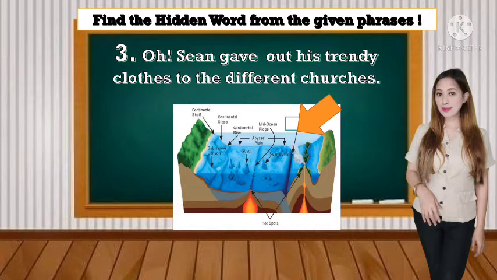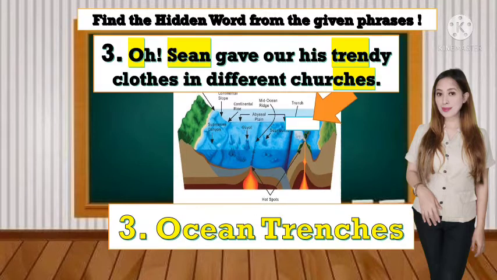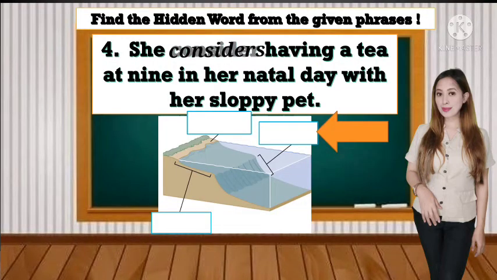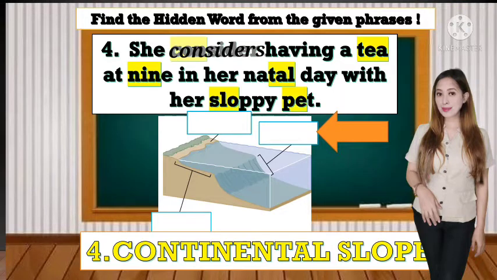The third one. Sean gave out his trendy clothes to the different churches. What do you think is the hidden word? The correct answer is ocean trenches. So we have the ocean, and the trenches. Number 4. She considers having a tea at 9 in her natal day with her sloppy pet. What do you think is the hidden word? The correct answer is continental slope.